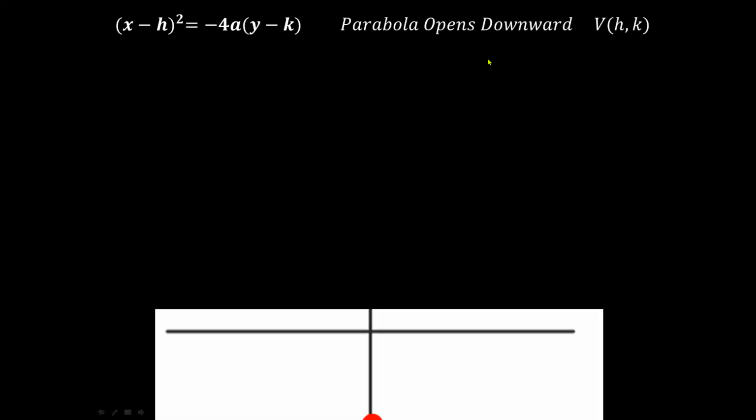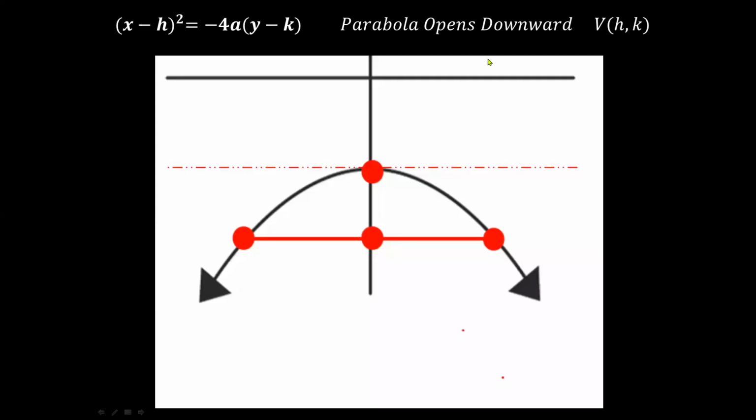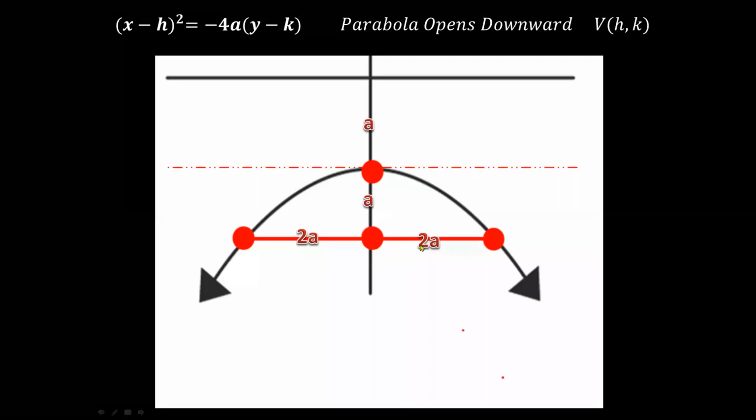Hello? What is that parabola? Class? Downward po, sir. Downward. Very good. Parabola opens downward, H and K. A, 2A, 2A. Ang layo ng directrix sa vertex is A. Vertex sa focus is A. Endpoint to focus, 2A. Endpoint of latus rectum to focus is another 2A.